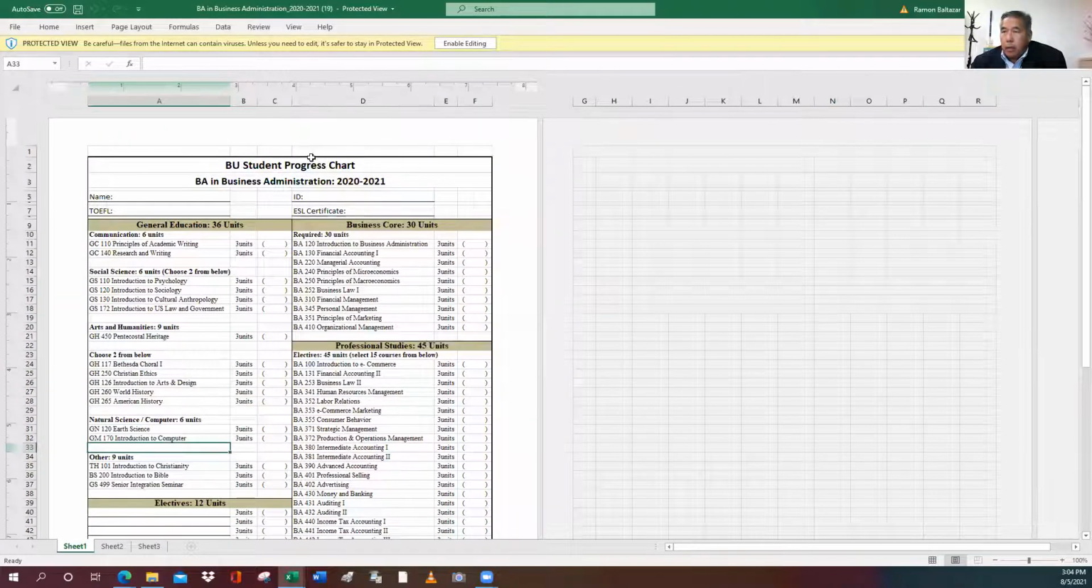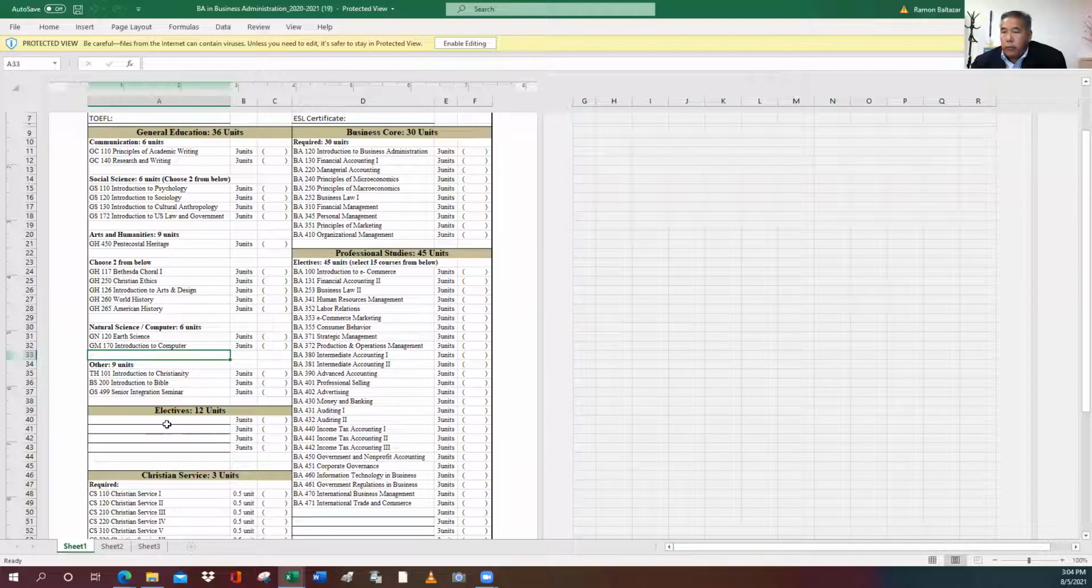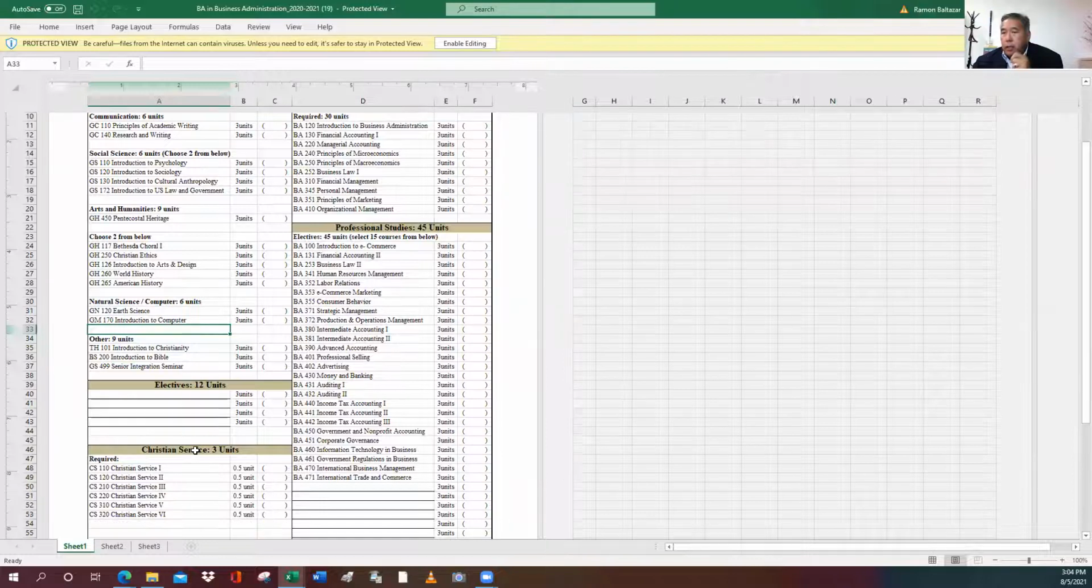Okay. The progress chart is made out of many areas of concentration that you have to cover. First of all, you have to cover 36 units of general education. Okay. You have to cover 12 units of electives that you may choose later on, whatever you want to, form of concentration, interest that you would like. And then also you will have to take 3 units of Christian service. This is a mandatory attendance in chapel.